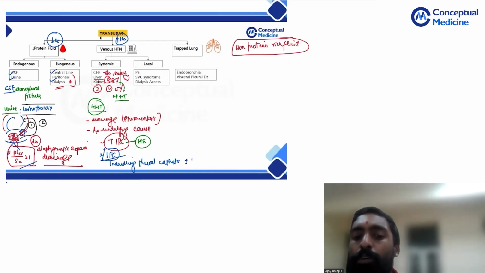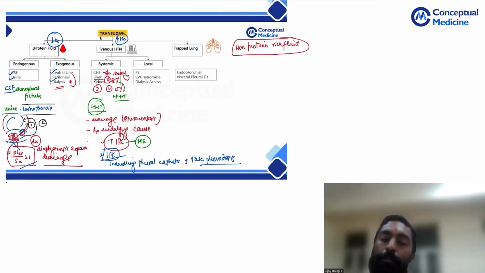And plus minus, you can do a talc pleurodesis. So when you're putting a catheter, put a talc agent once the lung is expanded, and you can use this. Whereas there is a high risk of infection of the pleural catheter also. This is one thing that you should remember.